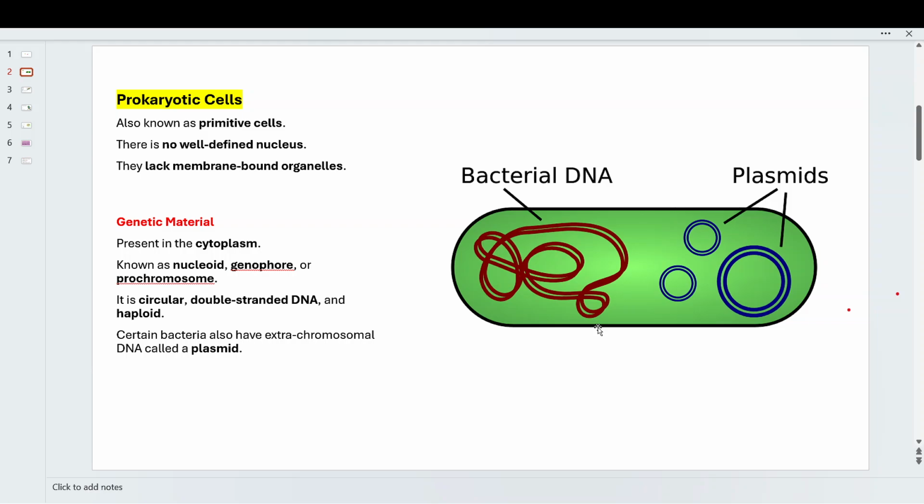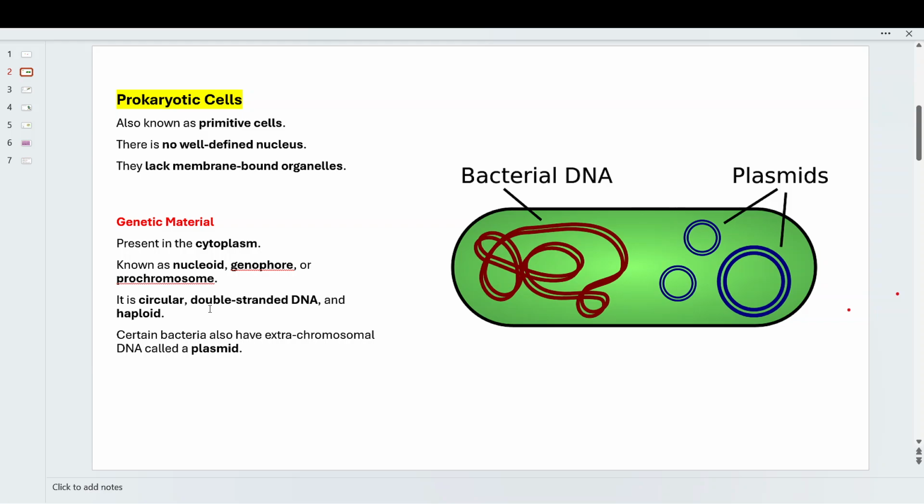Let's now talk about the genetic material. In prokaryotes, the genetic material is present in the cytoplasm and is known by several names. You can call it nucleoid, genophore, or sometimes prochromosome. This DNA is circular in shape, double-stranded, and haploid. Haploid means there is only one set of genes present.